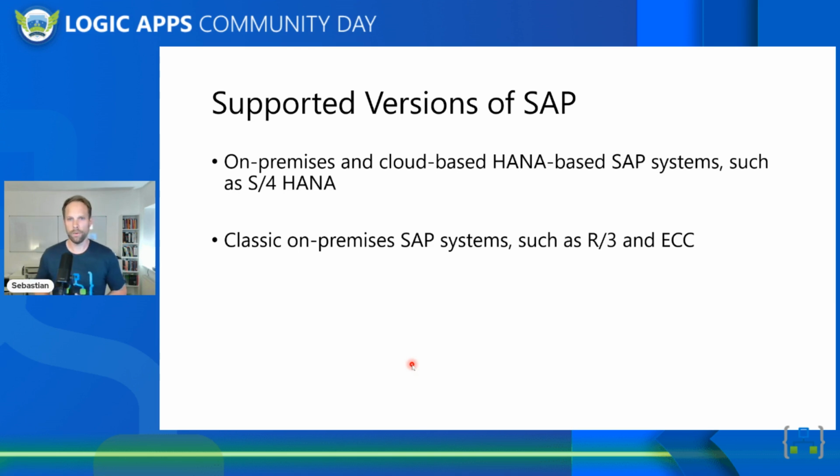When you want to start your SAP integration journey, you need one of these supported versions that you can use with Logic Apps. You can use on-premises and cloud-based HANA-based SAP systems, such as S/4HANA, but you can also use the classic on-premises subsystems, such as the R3 system or the ECC system. So if you have one of these supported versions, you are able to start your journey of integrating your subsystems using Logic Apps.